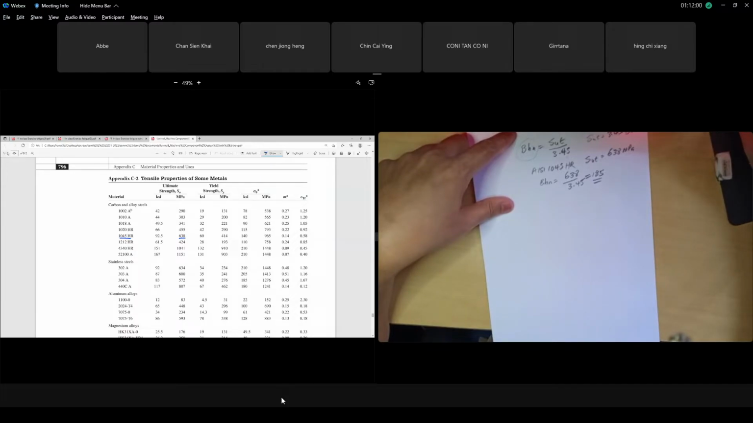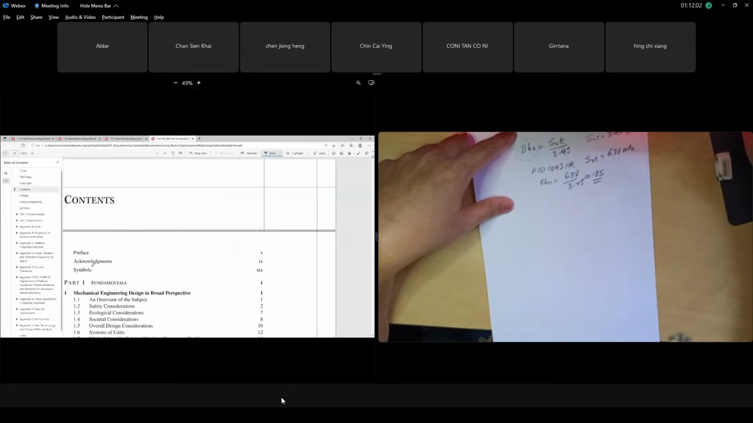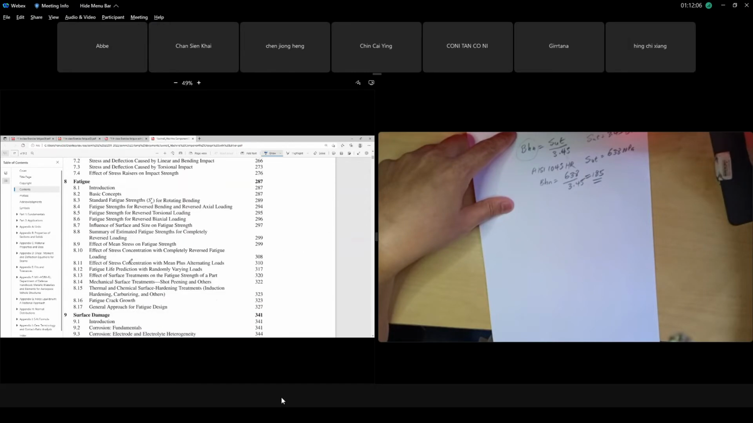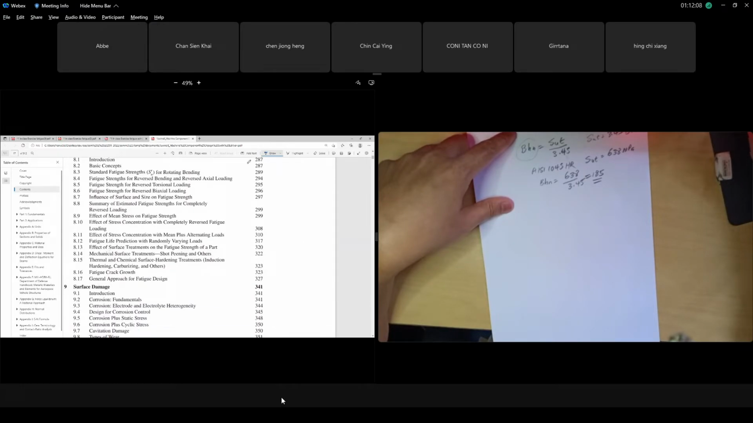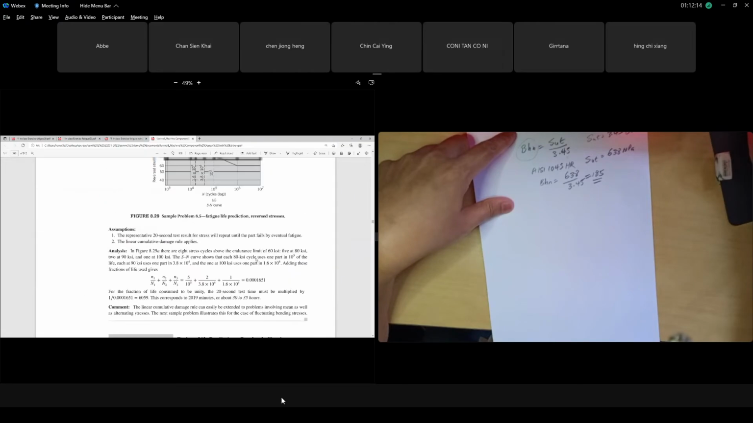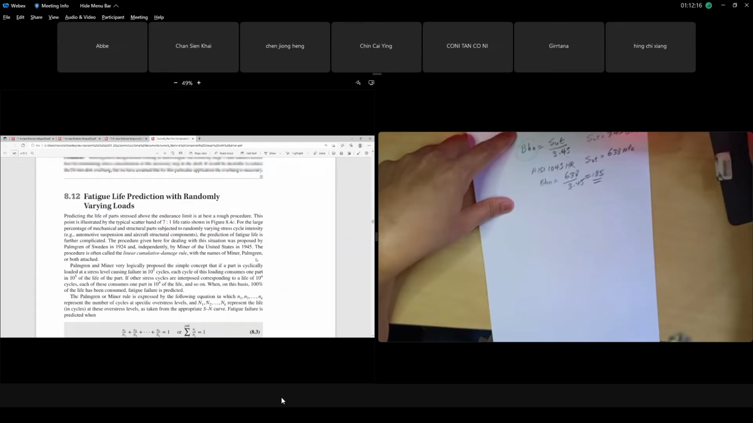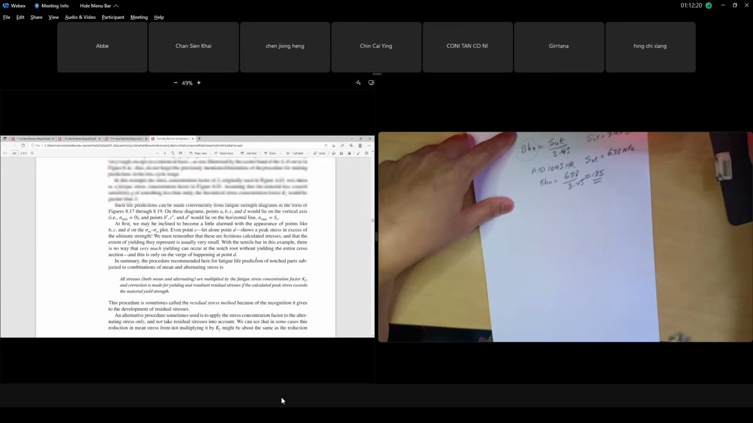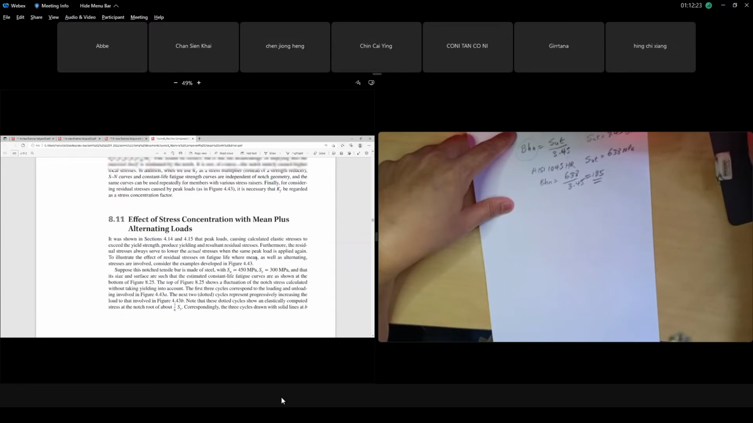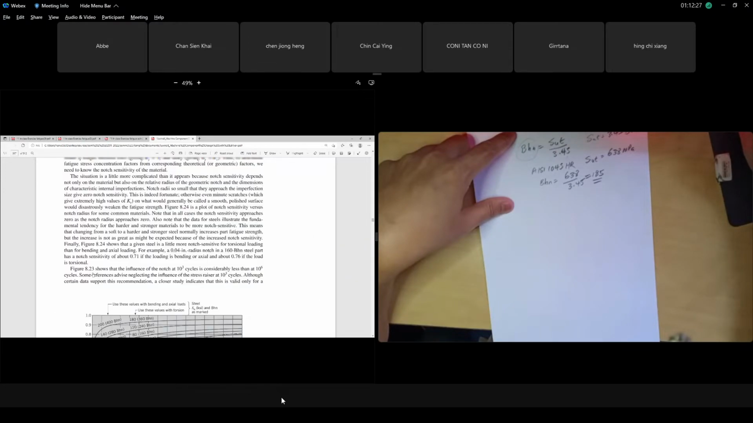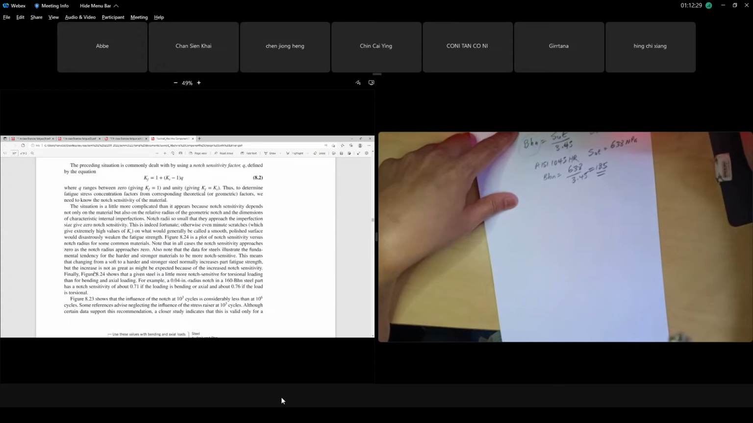So let's go back to the contents of chapter 8, notch sensitivity. Where was the notch sensitivity graph? Somewhere around here, a bit up in chapter 8. What figure is it? Okay, here, Figure 8.24, on page 309. You should highlight this, otherwise it will be difficult to find later.